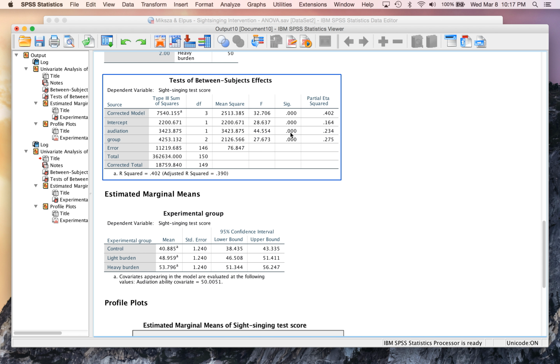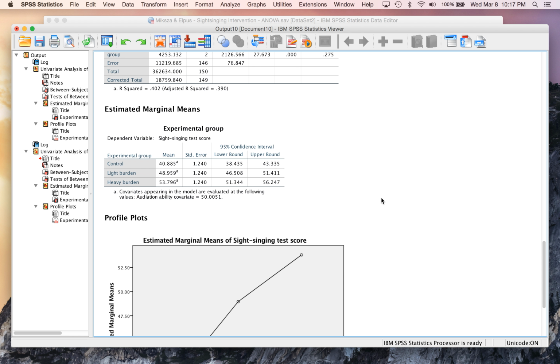So it looks like our covariate was significant and did a good job in terms of clarifying our experimental result. So, the next thing SPSS gives us are the means that we asked for, but notice the superscript here, and recognize that the means that are printed, estimated marginal means that SPSS gives us here, are actually means that have been arithmetically adjusted in some way to compensate for the differences in audiation ability.